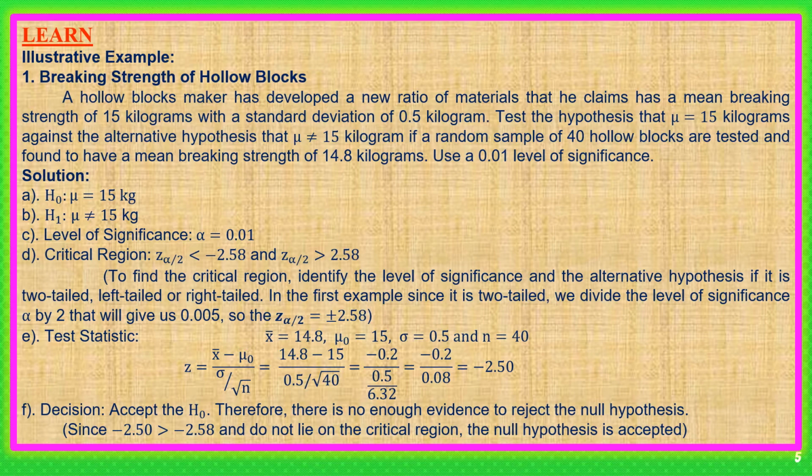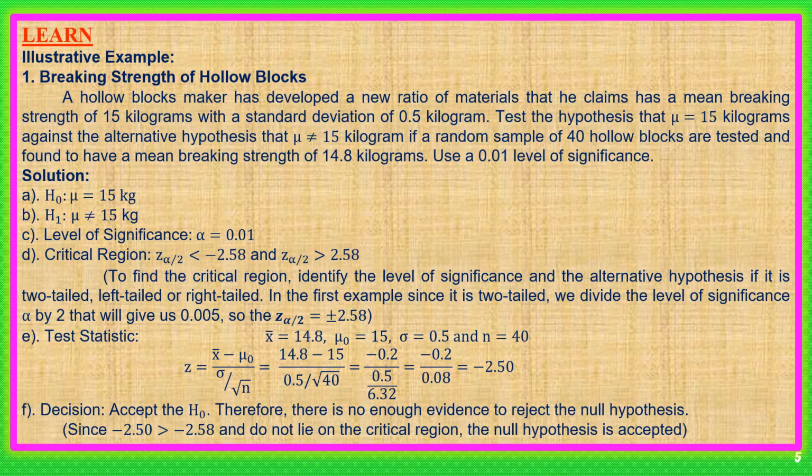Now, to find the critical region, identify the level of significance and the alternative hypothesis. So if it is two-tailed, left-tailed, or right-tailed. In the example number 1, it is two-tailed. So we divide our alpha, which is 0.01, by 2. That will give you 0.005. So with that, that will give you a z-value of positive negative 2.58.